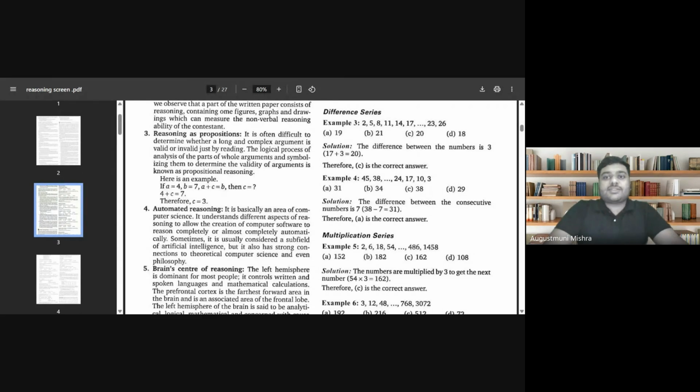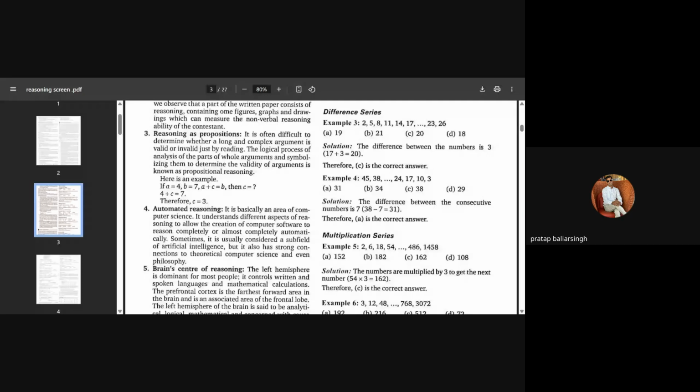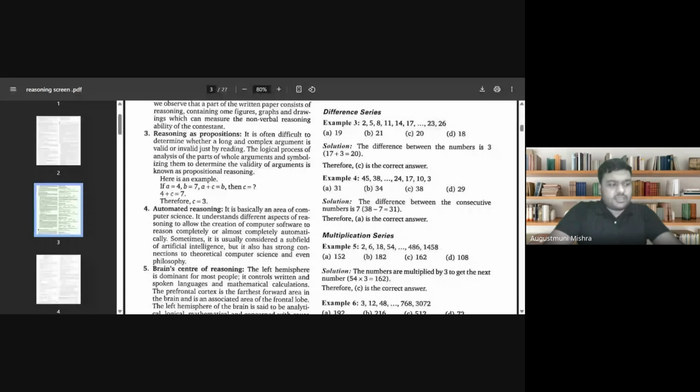So there is another question: 45, then 38, then blank, then 24, 17, 10, and 3. See, they are not following any particular pattern like odd or prime. They are just giving you a descending order of numbers. But what can be the thing here? After 45, how much do they reduce the number? What is the difference between 45 and 38? It is 7. Similarly here, after 38 you subtract 7 and you will get the answer. So these are the basic questions.